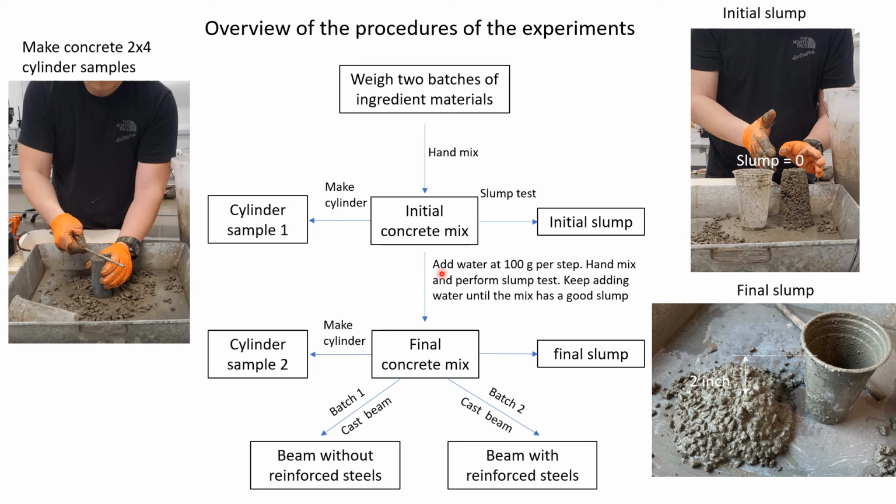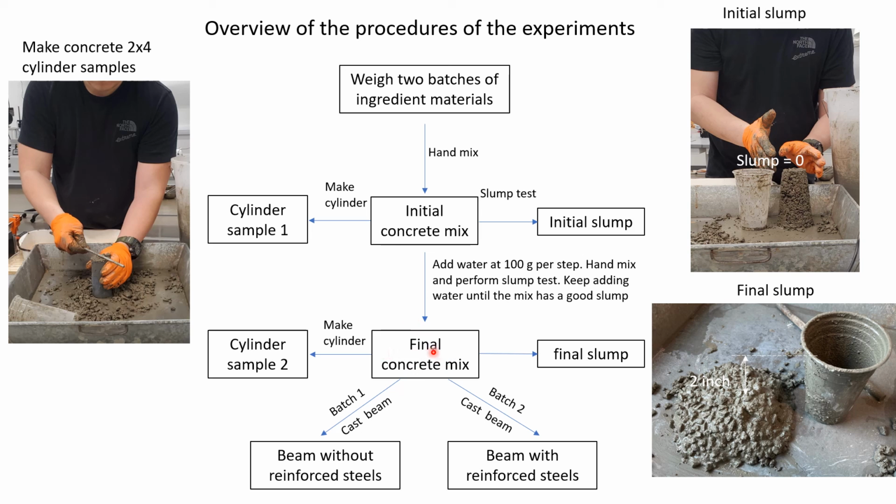Then you're going to keep adding water at 100 grams per step, and you do a hand mix and perform a slump test. And you keep adding water until the mix reaches a good slump. Then the good slump will look something like this. I call it the final slump. As you can see, the concrete collapses, slumps, and has a slump of about 2 inches. Okay. Then you're going to make a cylinder for this mix.